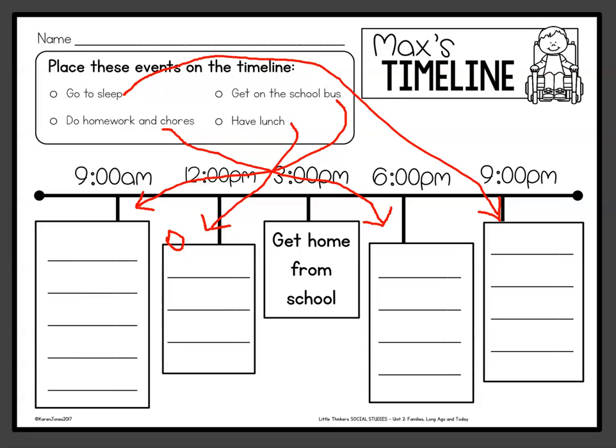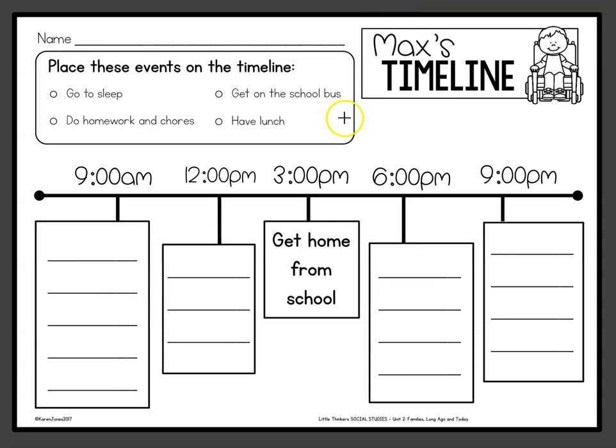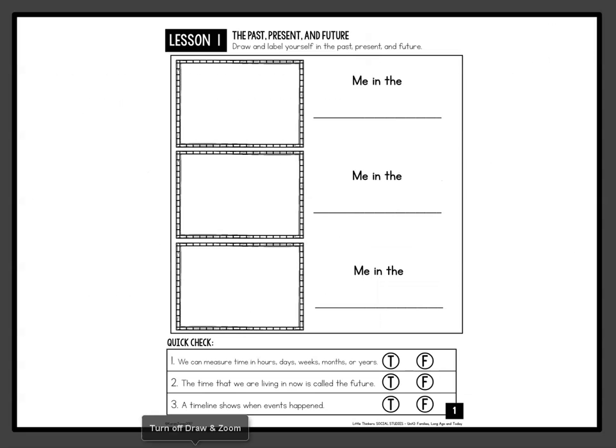Okay, so you guys did a great job. And now we're going to go to our next sheet. We're going to erase everything. Then we're going to go to our next sheet, and we'll have one more problem to work with together. Okay, so this says the past, present, and future. Draw and label yourself in the past, present, and future.